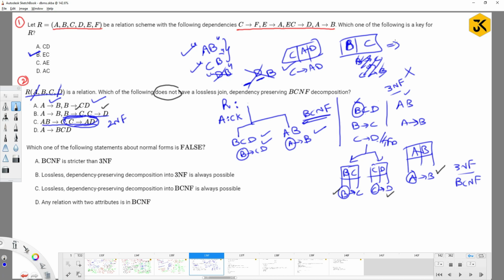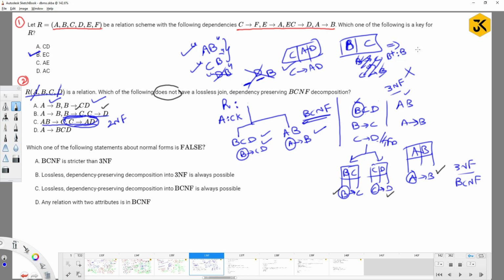If you would like to say it is in 3NF, what you have to do? It should be free from transitive functional dependency. So what might be the FDs possible here? Find out B closure first. B closure is B, right? And C closure is CAD, right?